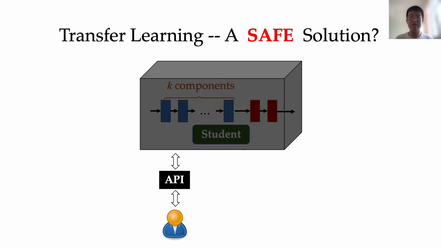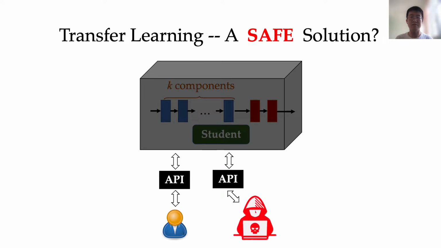But is this design safe enough? Unfortunately, we find that as most part of the student model comes from other resources, usually public databases, an attacker can efficiently identify the teacher model.